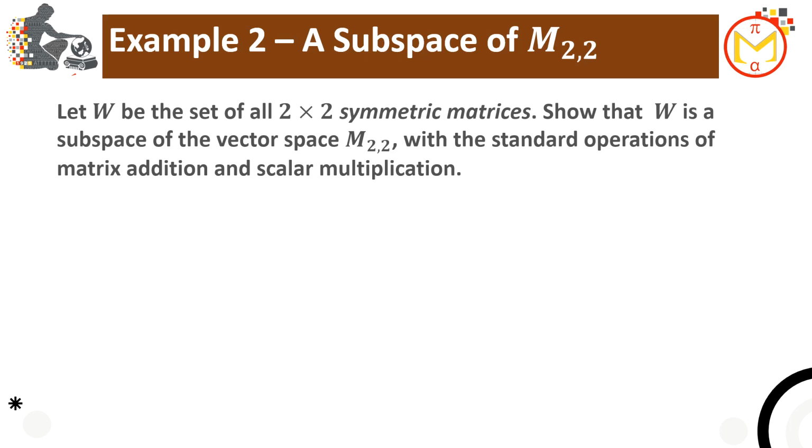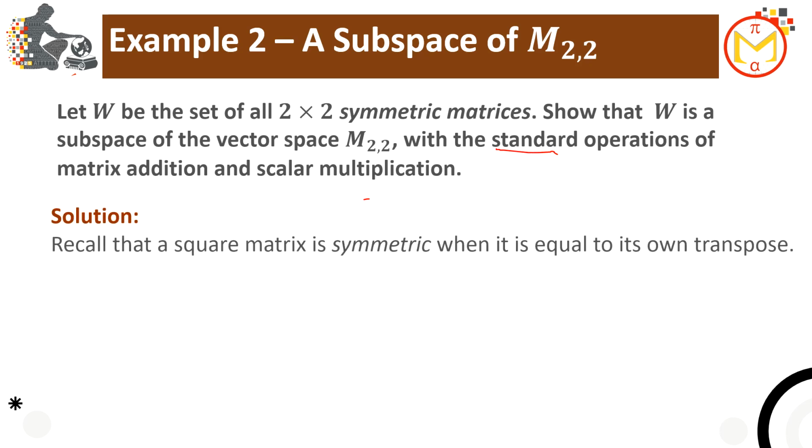For example, if we have the set W of 2 by 2 symmetric matrices, show that W is a subspace of the vector space. Again, when you say symmetric, the transpose and its original matrix are equal. So we are just going to do the standard operations of matrix addition and scalar multiplication. Recall that a square matrix is symmetric when it is equal to its own transpose.